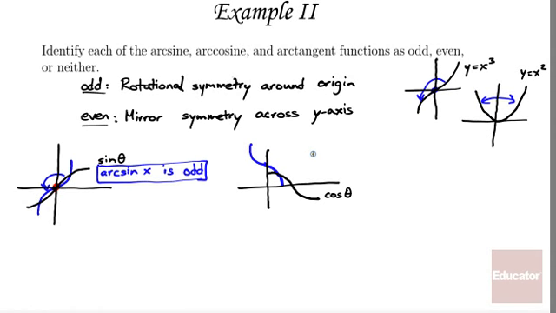So there's arc cosine x in blue. Now that graph is neither mirror symmetric across the y-axis, nor is it rotationally symmetric around the origin. So it is not odd or even.